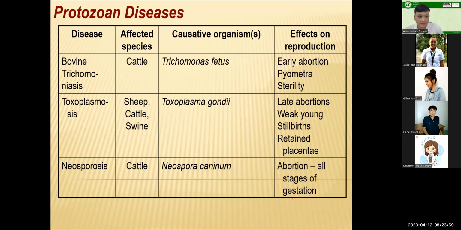Another one, it's not bacteria, but it is a protozoan disease. We have the trichomona. Okay, so inyong parasitology, we have the Tritrichomonas foetus. Okay, we have also the bovine trichomoniasis. Siyempre, from the name itself, the species affected will be the bovine or the cattle. And these are the signs or the effects on reproduction. Like we have early abortion kapag buntis, or if hindi naman buntis, we could have pyometra. What's pyometra?